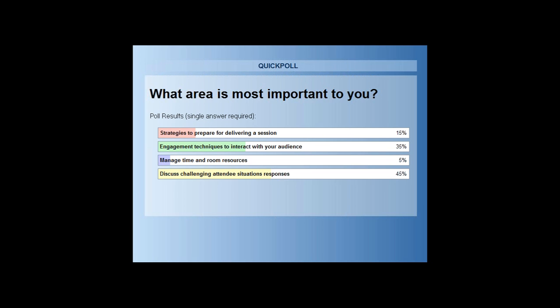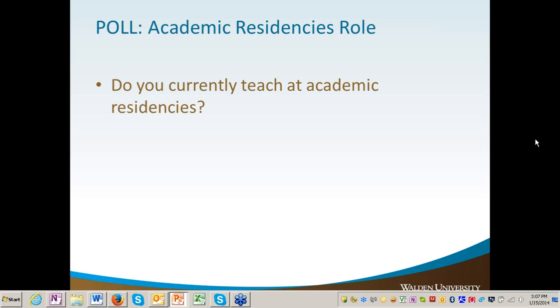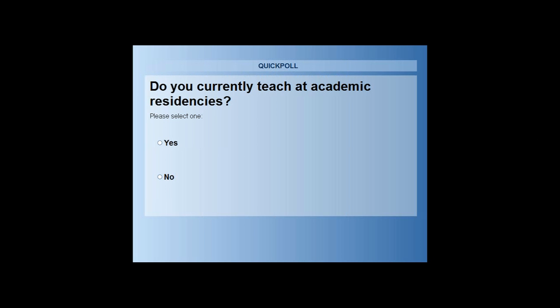For the next poll, we want you to participate. I want to know if you are at this time participating in residencies. We know that we have folks here who are participating in residencies, who are teaching at residencies, but we also opened the floor up to other people who might be teaching in a face-to-face environment or who might be presenting at conferences and want some information. So if we can just get you to share with us, yes or no, whether or not you teach at residencies, go ahead and click on the screen, and you can share your current responsibilities with us too.